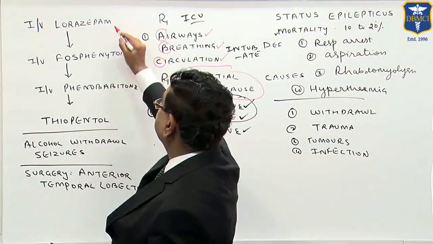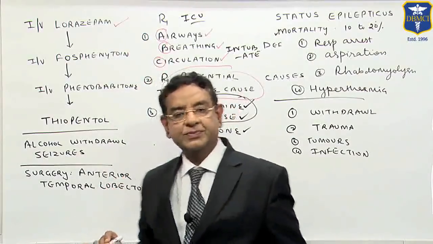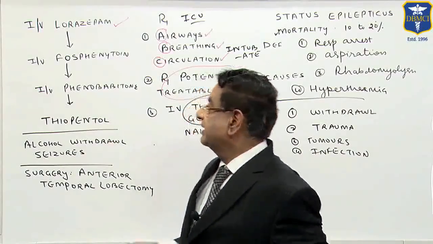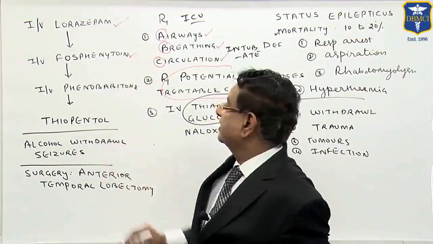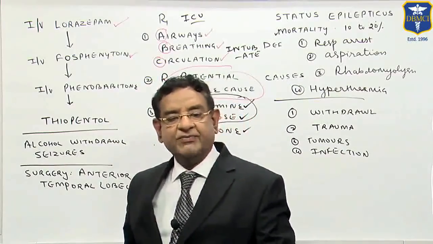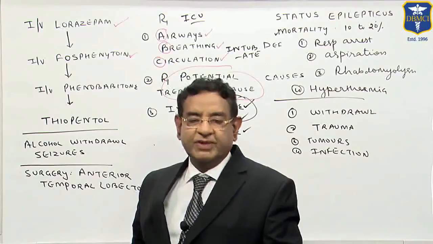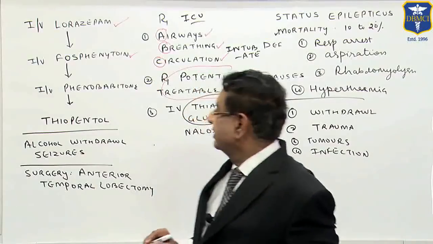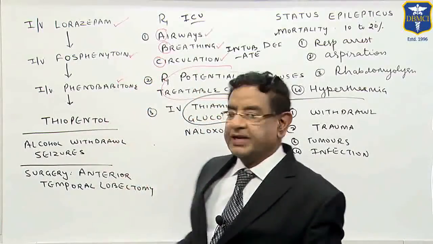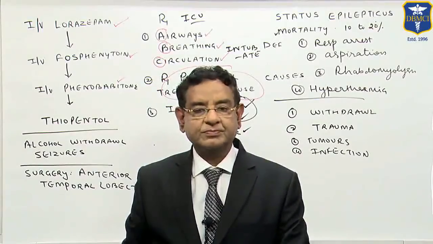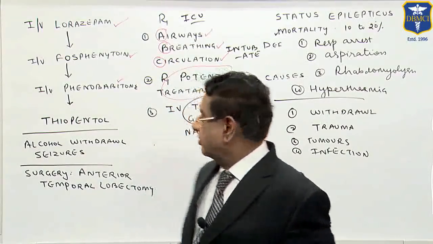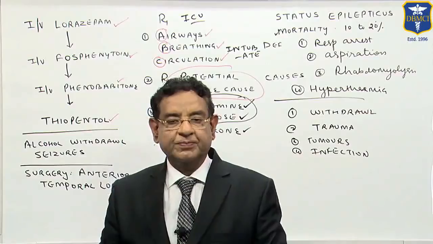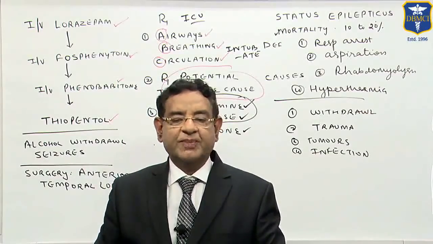First of all, we give lorazepam or any benzodiazepine. Lorazepam is much more commonly used. If not controlled, then you can add phenytoin. We give it as an infusion. Fosphenytoin is less toxic as compared to phenytoin. If still not controlled, then we can go for intravenous phenobarbital. If still not controlled, then we go for general anesthesia, we can go for thiopentone. This is the line of management of status epilepticus.